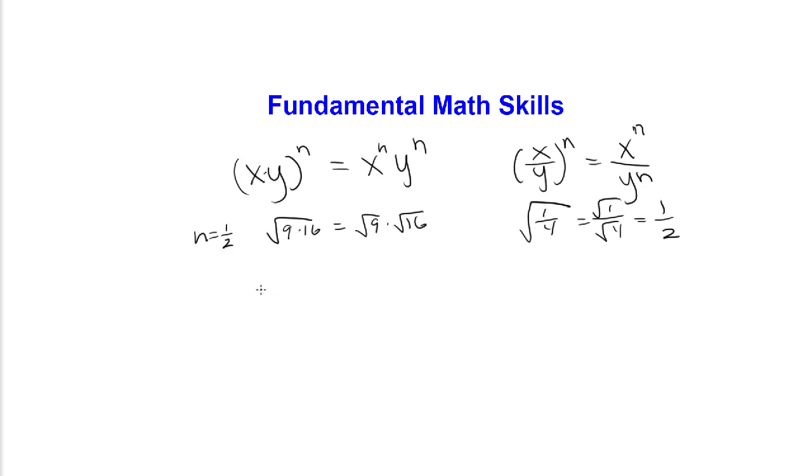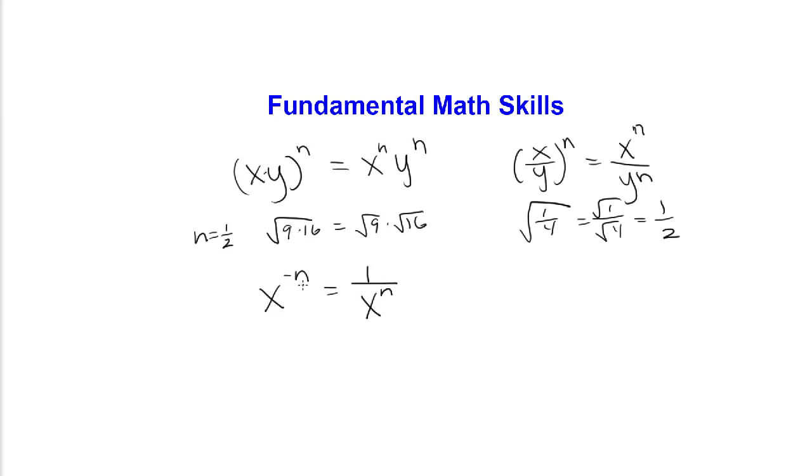Negative exponents. What does it mean to have x to the negative n? Well, negative exponents do not make numbers negative. They don't change signs. Remember that. Never ever change signs on a negative exponent. It's always the reciprocal. 1 over x to the n.